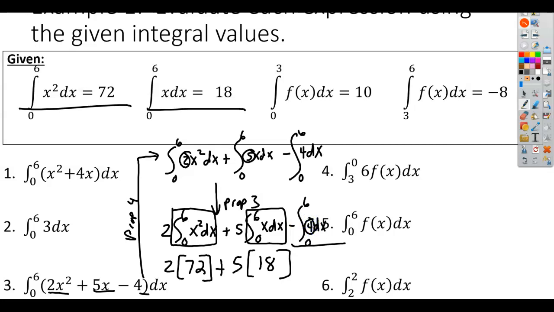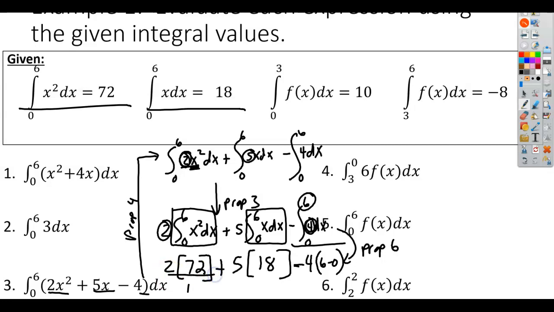Understand, there's a difference between a constant multiplier and a constant function. A constant multiplier is where you have a number multiplying something that's already there, and for those, we just take it out. But if you have just a constant that's not multiplying a function, it's just the constant all by itself, we're going to apply property 6. According to property 6, it works like this. You take your height, which is 4, and you multiply it by your base, which is the top minus the bottom. And then from there, we're ready to start calculating our answer.